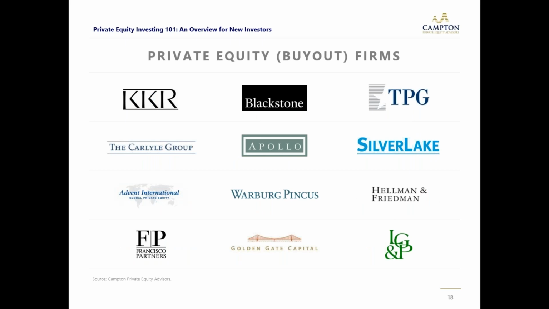And again, just to help me understand, if you could use your raise hand function to let me know if you know of any of these firms. And yeah, okay, several of you do, so great.